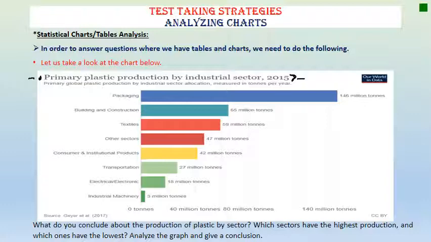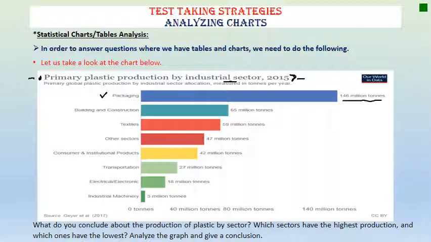Now, plastic production by industrial sector, meaning which industrial sectors, which companies, which industries, which factories produce plastic more. Let's take a look at them one by one. Packaging, you know, when you go to a shop, they put your stuff in a plastic bag, to a grocery, to a clothes shop, etc. When you want to wrap gifts, etc., you will most definitely use plastic packaging. That amounts to 146 million tons. That's a lot. A ton is 1,000 kilos.